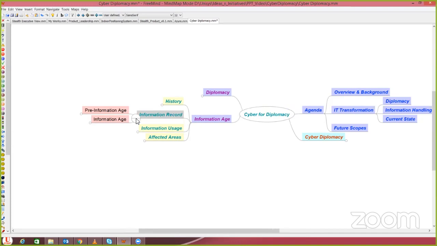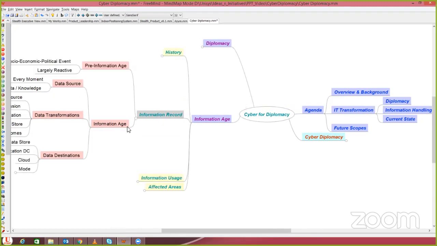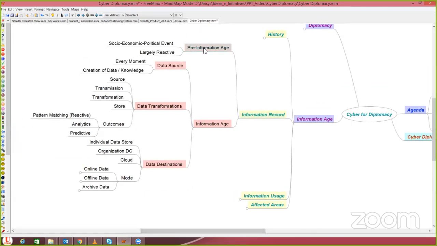Now, information record, which we see was available pretty much in past, but those were primarily of the form where people were able to create information when there is a socio-political economic events happening, right? And they were largely reactive. Any kind of political event, any kind of socio-economic event which happened in the world became an information. With information age, that is no longer true.